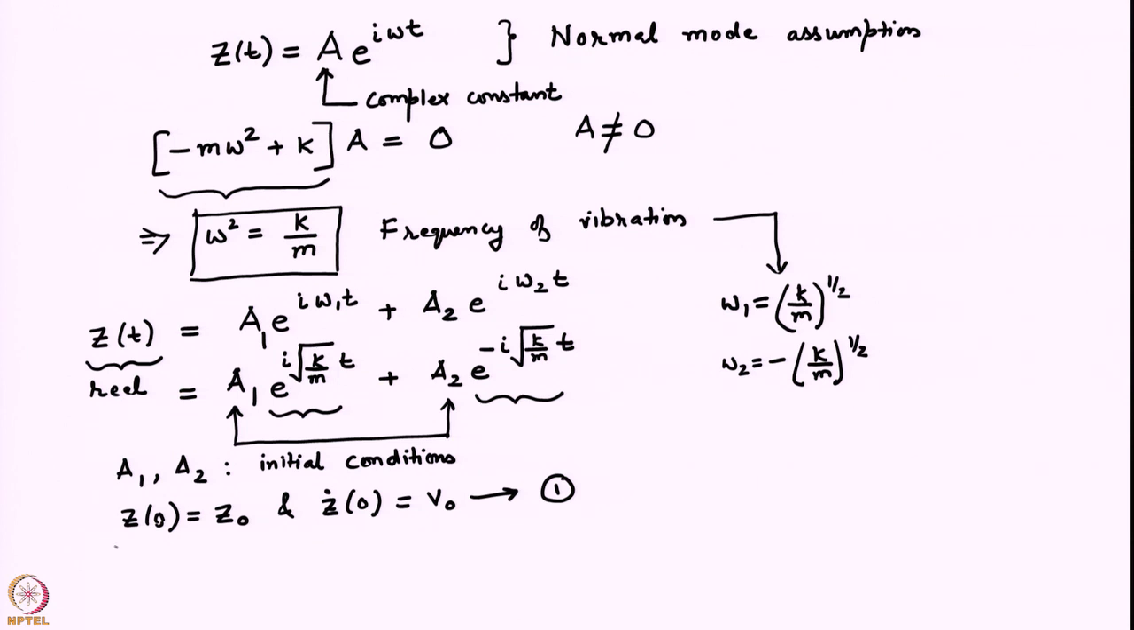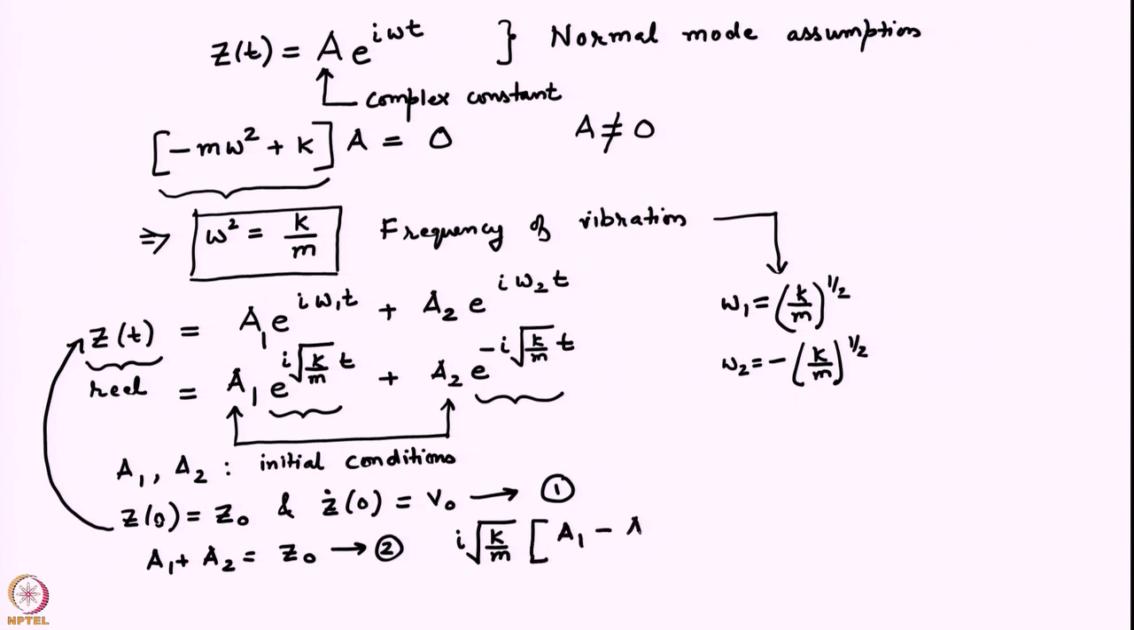And if I go back and substitute this into that relation, then I get two equations in A1 and A2. Those are A1 plus A2 is equal to Z0. Let me call this equation 2, and I also have i square root k by m (A1 minus A2) is equal to V0, and I will call this equation 3. Now you can see that 2 and 3 are two algebraic equations for A1 and A2. We can very easily solve these two to determine A1 and A2 in terms of Z0 and V0.